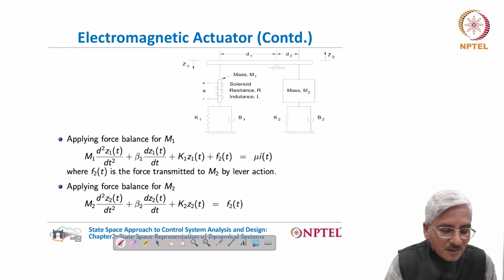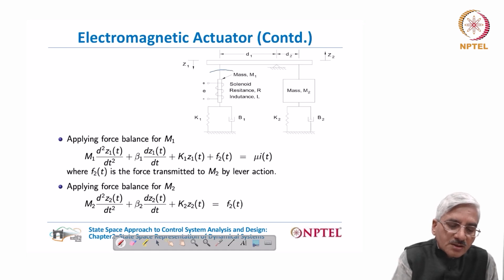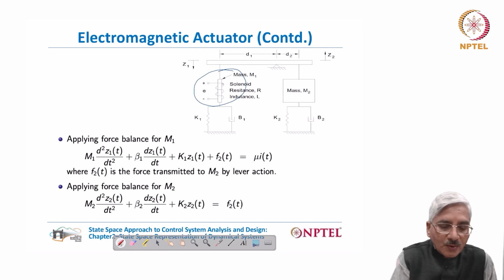If we apply the force balance on mass M1, this one, then we'll see that the components of forces are its own force due to inertia, which is M1 into d2z1 by dt square. This is expressing the acceleration, plus beta 1 into dz1 by dt is the force due to this dashpot, and k1z1 is the force due to the spring.